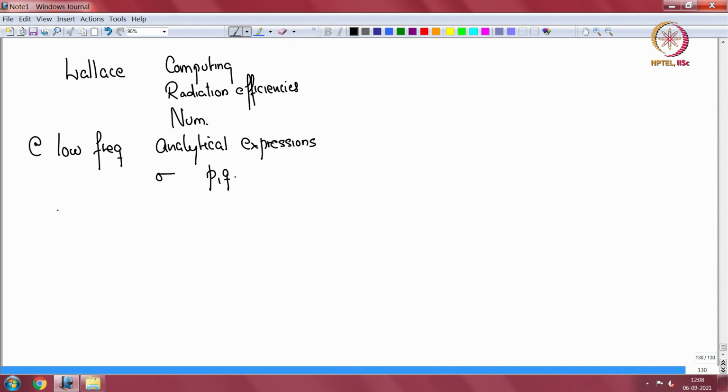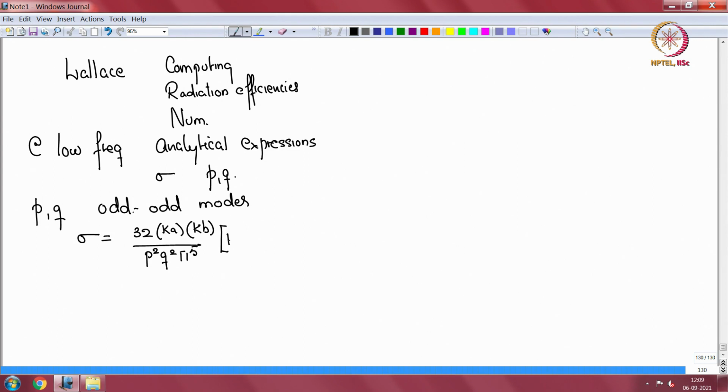Okay. So now let us take P odd and Q also odd. They are odd, that means 1, 3, 5, etc. Odd modes. And at low frequencies he gives the expression 32 Ka Kb by P square Q square pi to the power 5. This is the dominant term and there are other smaller terms.